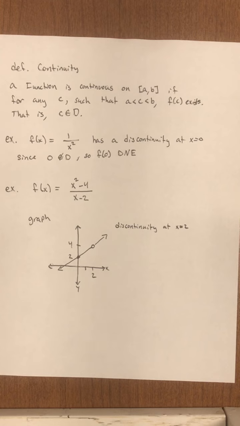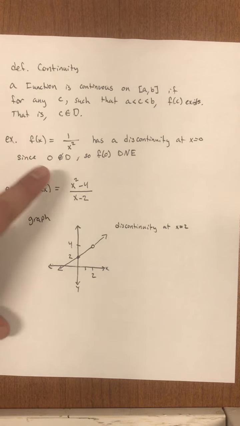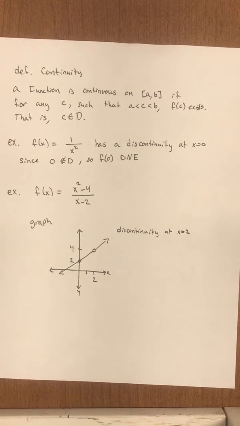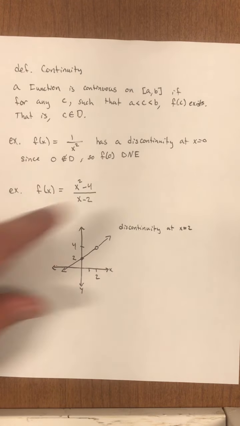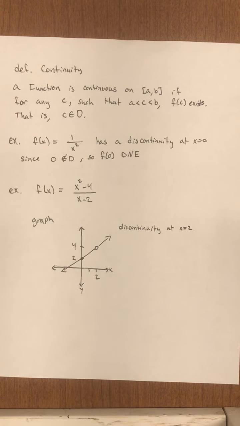So if we take a look at the function 1 over x squared, there's a discontinuity at x equals 0 since 0 is not in the domain. Since 0 is not in the domain, that means that f of 0 does not exist, and the graph is not continuous on the entire interval from negative infinity to infinity. There is a discontinuity at x equals 0.